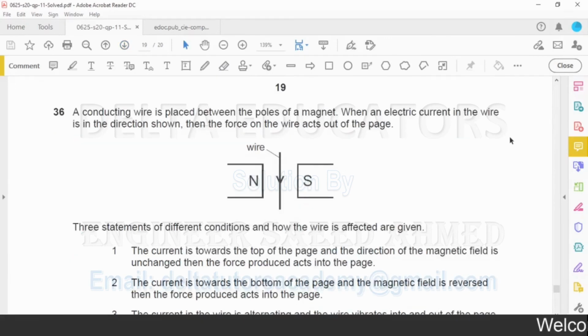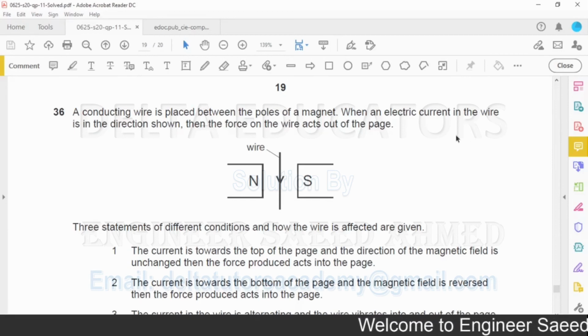Question number 36. A conducting wire is placed between the poles of a magnet. When an electric current in the wire is in the direction shown, then the force on the wire acts out of the page. Three statements of different conditions and how the wire is affected are given. Number 1. The current is towards the top of the page and the direction of the magnetic field is unchanged. Then the force produced acts into the page.